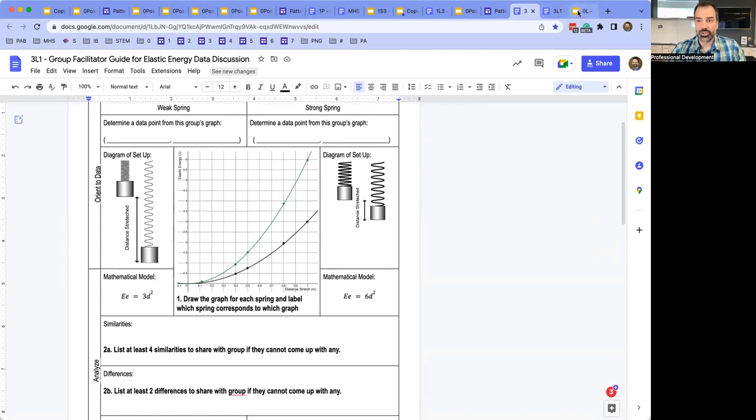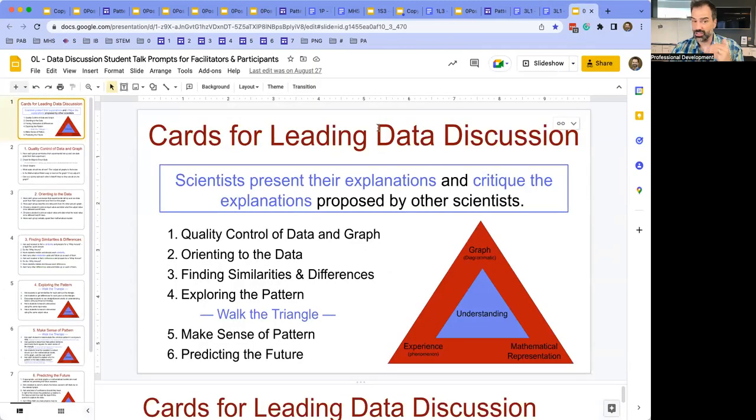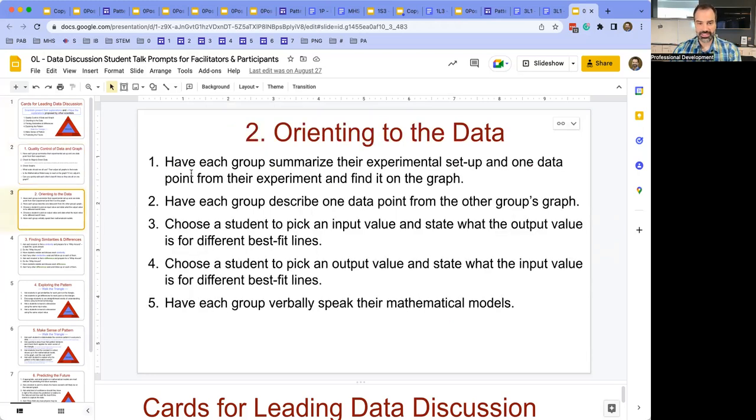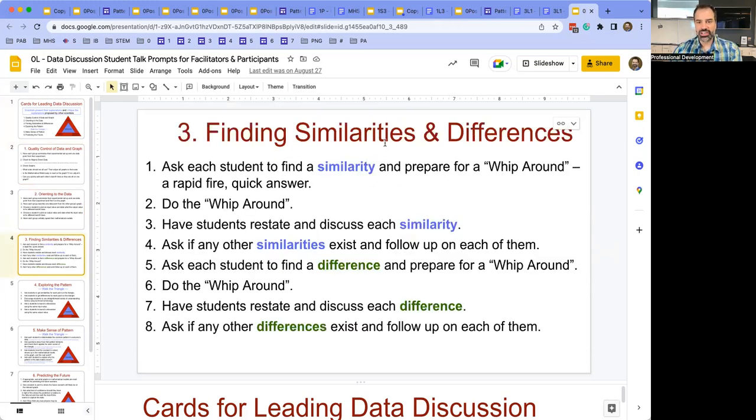But if they do need more supports, and this is something you can use in unit 1, I just waited till now to show it, is these cards for leading data discussions. Again, that's in 0 files because it applies to all of them. And so we can just see that there's 3 things that they can check on for quality control: orienting to the data. They have 5 points. Similarities and differences, it has them do a whip around.